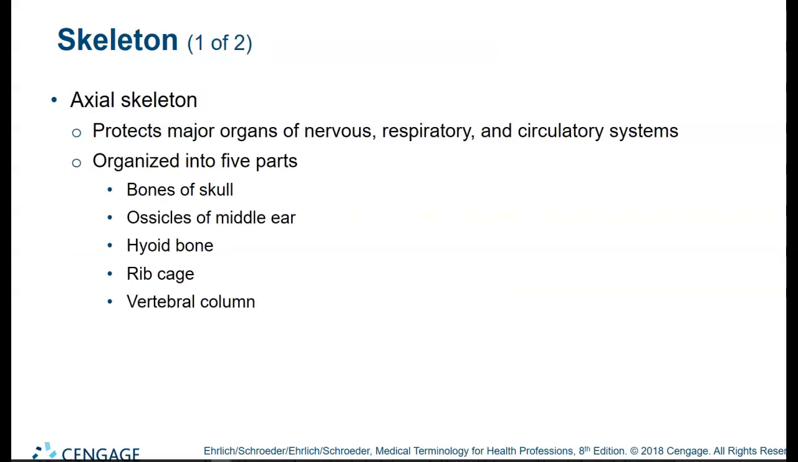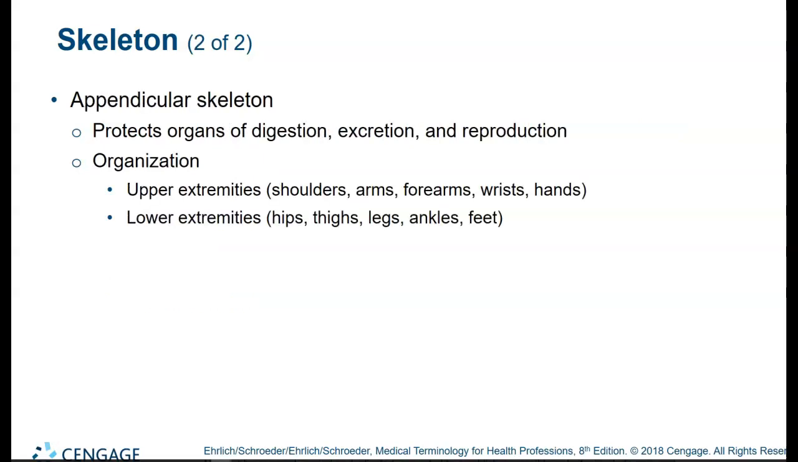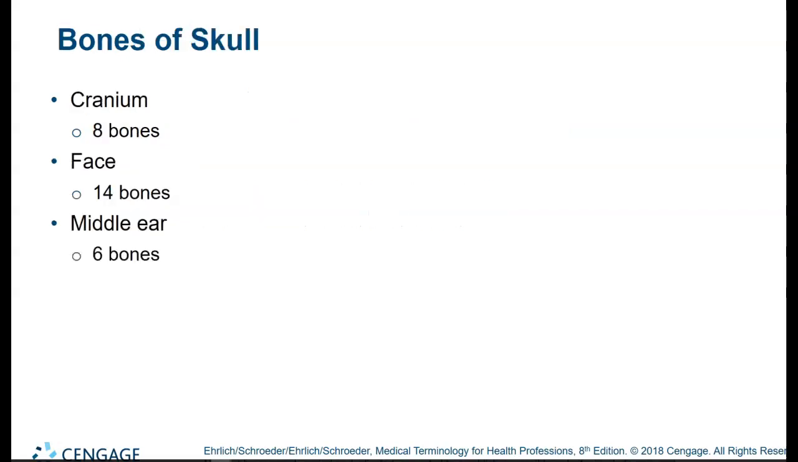The axial skeleton actually protects the major organs of the nervous system, the respiratory system, and circulatory system. And you can see it's organized into different parts. But what I want you to know is that it protects these major organs. The appendicular skeleton actually protects the organs of the digestive, excretion, and reproductive system. So they protect different parts.